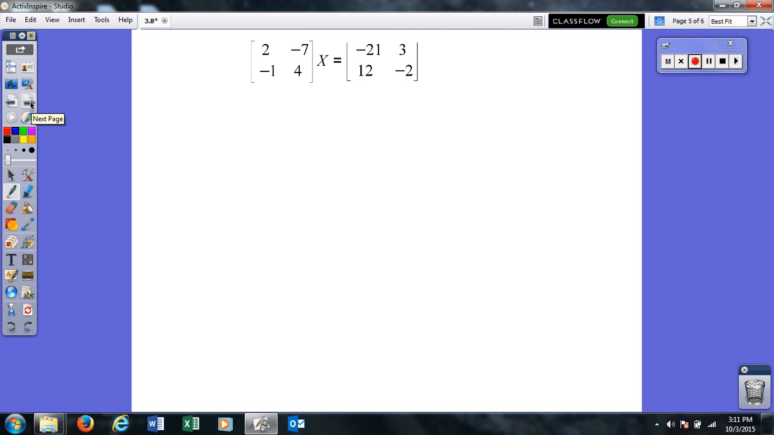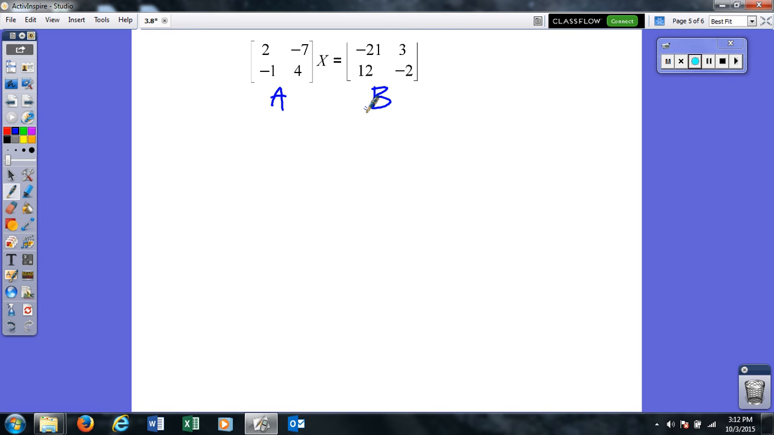Let's give this a try. So we have matrix A right here, times x, the unknown matrix, equals matrix B. So to solve this equation, what we need to do is find the inverse of A, and then multiply that to both sides of the equation.